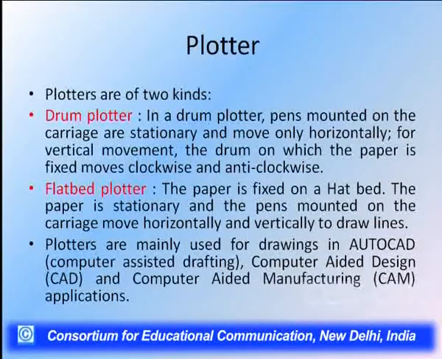Now in case of the drum plotter, there is a drum on which the paper is mounted and you have the four colored pens which move on this paper. So the movement of the paper and the drum causes the image to be printed on the plotter. In this case, pens are mounted on a stationary carriage and they can only move horizontally. For vertical movement, the drum on which the paper is fixed moves clockwise and anti-clockwise.